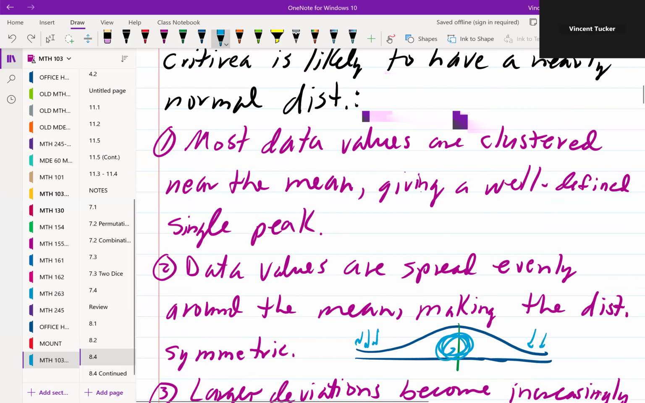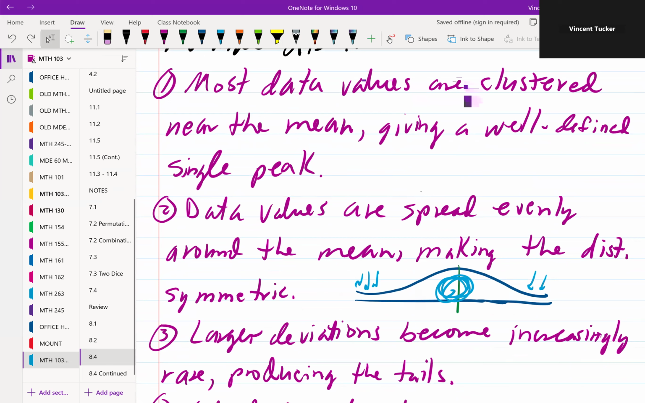Number two, the data values are spread evenly around the mean, making the distribution symmetric. So symmetric means, and I didn't mention this earlier, that you have this middle point and everything to the right of that middle is the same thing that's happening to the left of the middle. So you have this symmetry. So 50% of your data is to the right, 50% of your data is to the left of your mean. And number three, I already alluded to that one. It says larger deviations become increasingly rare, producing the tails.